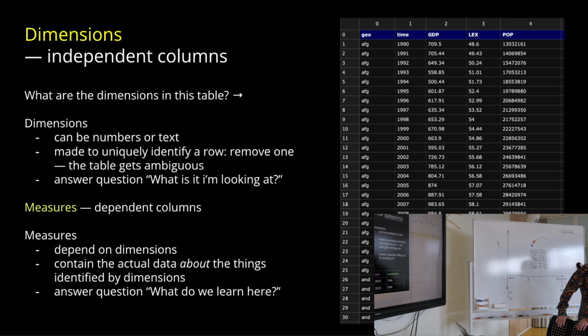So, what are the dimensions? We did that before, I think. Dimensions are the independent columns. What makes them independent? What's the independentness of the independent columns? They help you to uniquely identify the rows in your data table. Yeah?